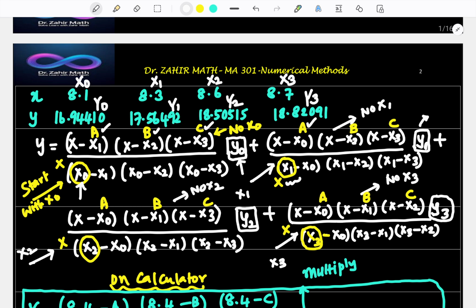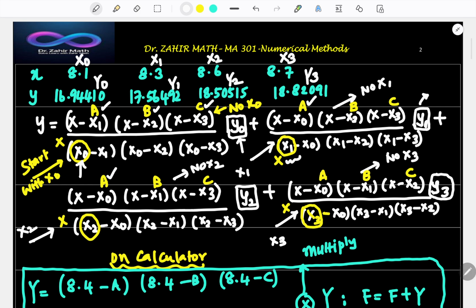Again press equal. Don't do anything. Y value is coming. Again press equal. Don't do anything. Again press equal. It is asking A. What is your A here? X0. What is your X0? Which is 8.1. Press equal.